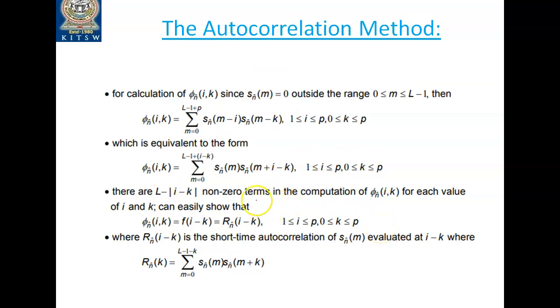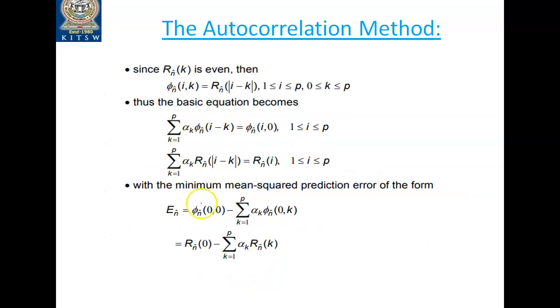Alright, so this is the way we are going to be representing phi n of i comma k. So phi n of i comma k is nothing but this, which we already know, in terms of Rn of i minus k. So wherever you see phi n of i comma k, in place of that I am substituting Rn of i minus k. That's all. So this is the Rn of k signal, that autocorrelation signal: the actual signal multiplied with the signal delayed by k samples. That is the normal definition of the autocorrelation. So this is the way we are going to be representing it. So the sum of alpha k into Rn of i minus k equals Rn of i, and the error signal we are also representing in terms of Rn.